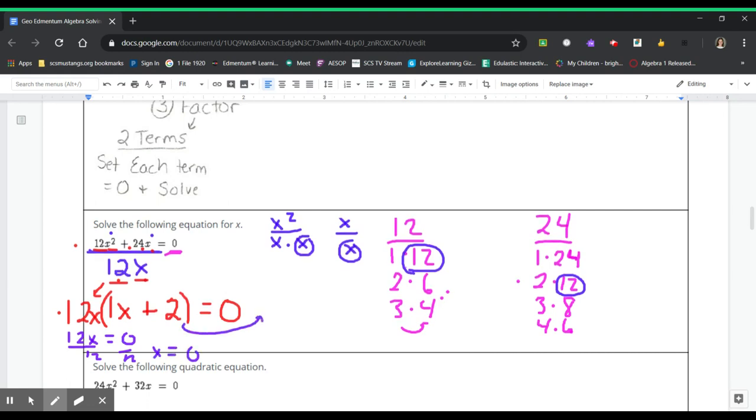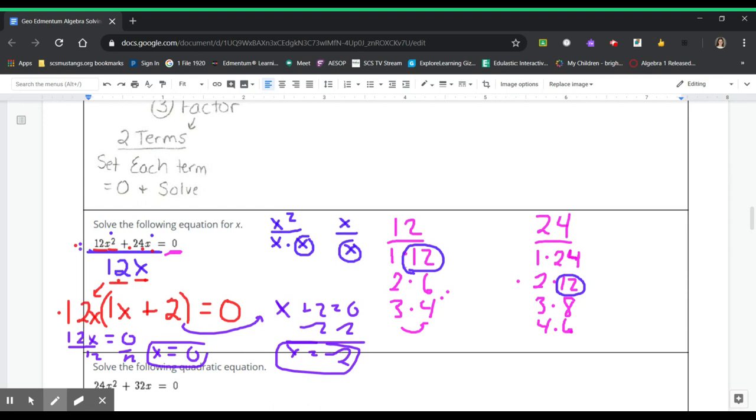I do the same thing for this guy. x, or 1x plus 2, is equal to 0. Minus 2 from both sides, and then x is going to be equal to negative 2. So I've got x is equal to negative 2, and x is equal to 0 for that one. So that's how you take a binomial, and do the greatest common factor and then factor.